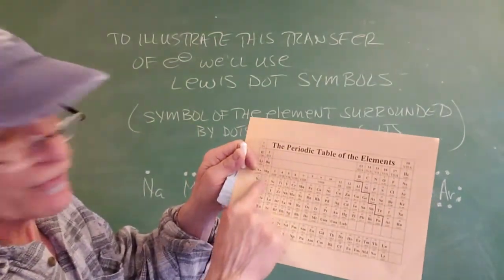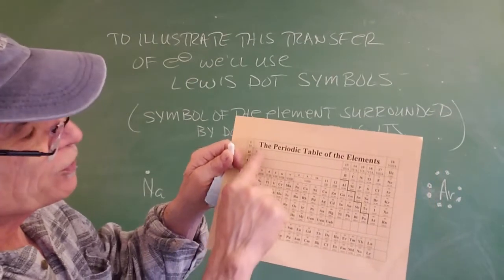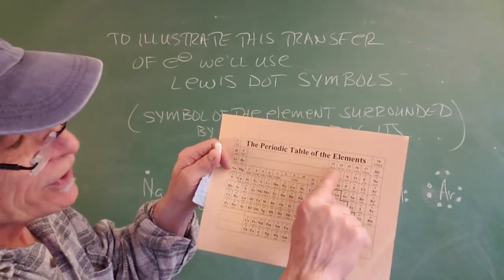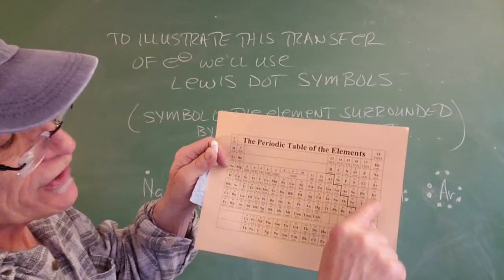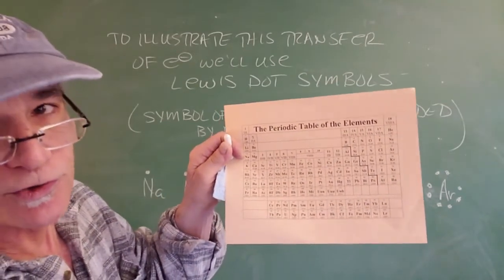The group 1 elements all have one valence electron. The group 2s have 2. And over here, the group 3s, all the way to the halogens that have 8 outer shell electrons. They're in group 8.